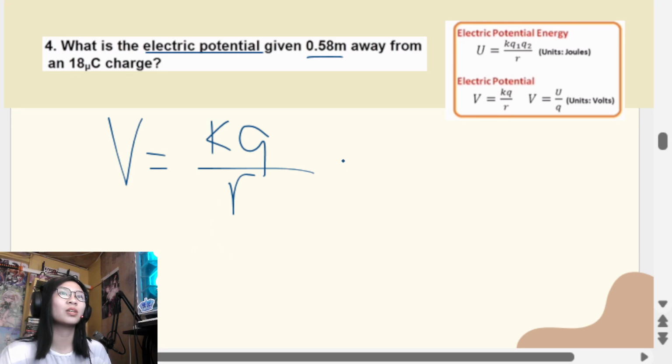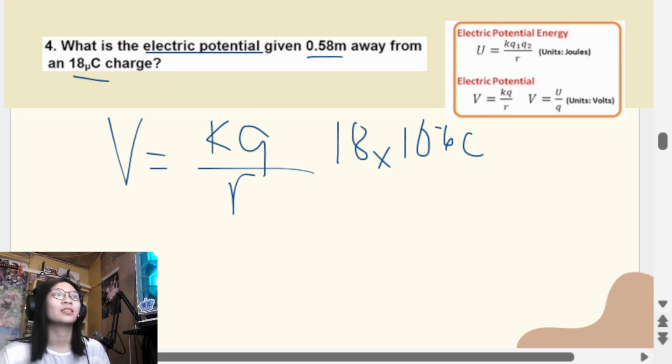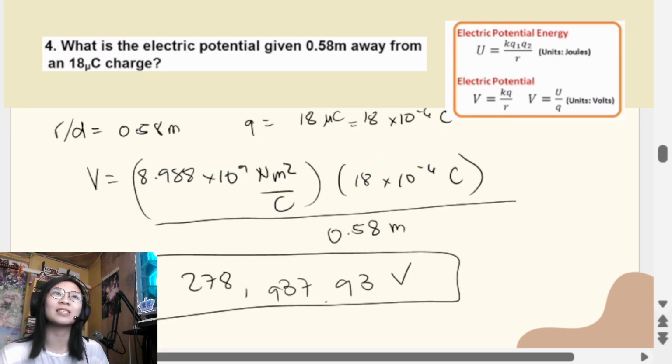So that will be your k, then your Q, which is 18 microcoulomb, so 18 times 10 raised to negative 6, over your r, which is 0.58. If you solve that, your k, your Q over your r, we have 278,937.93. Don't be shocked, yes, it can reach that potential.